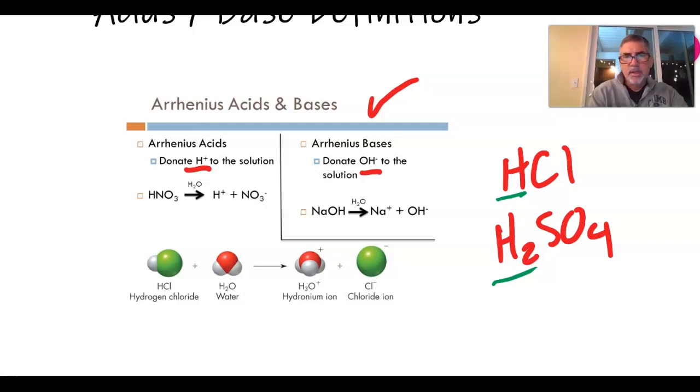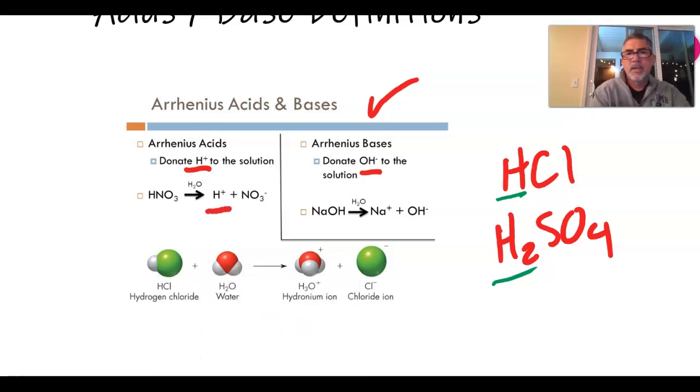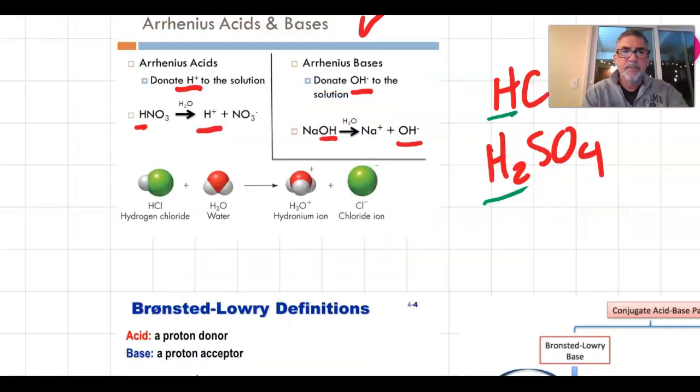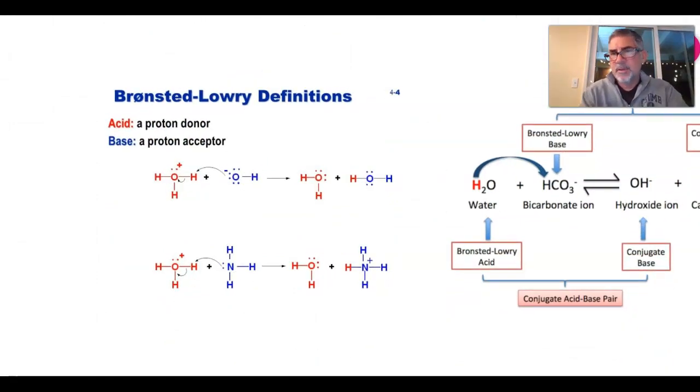So acids donate. Nitric acid, HNO3, we know it's an acid because it leads with an H, and it will donate that hydrogen ion, right? Sodium hydroxide ends with an OH, so we know it will donate a hydroxide, and it'll be a base. All right, so that one's pretty easy. But that definition doesn't fit everything.